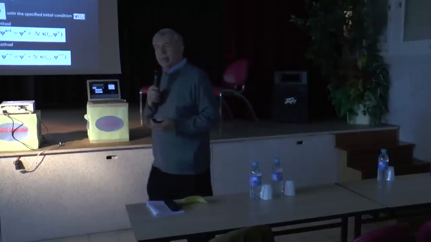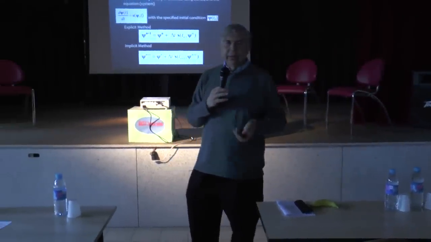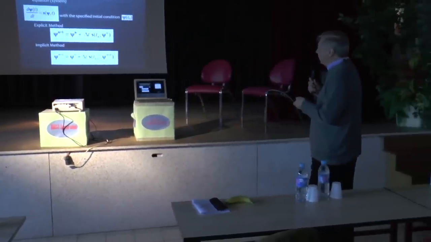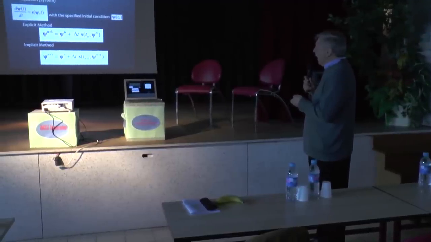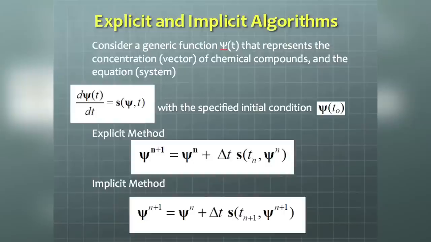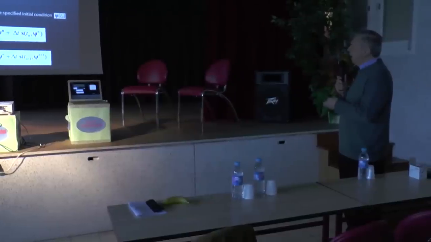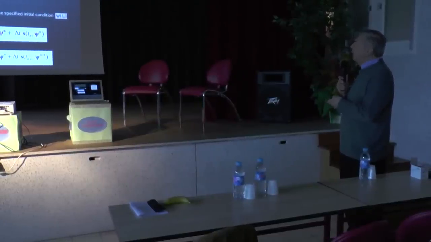And then I can discretize this equation. It's an ordinary differential equation only in time. And I can say that the function at time n plus 1 equals the function at time n plus delta t times S, the source term. Now I can express my term S at time tn, which is known, so I know S at time tn, and I'm looking for the solution at time n plus 1. Or I can express my source term at time n plus 1, which is unknown, and this is the implicit method. Did you get that? So basically I replace my derivative by phi n plus 1 minus phi n over delta t, and then I rearrange the terms.